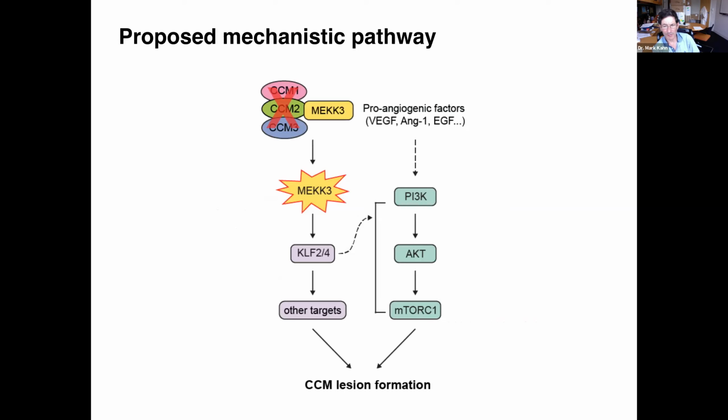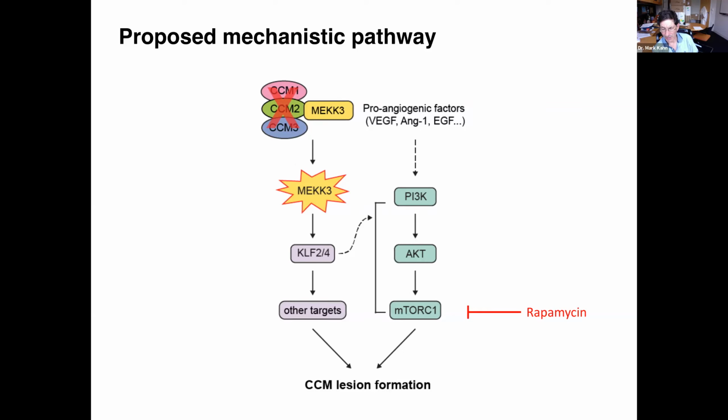And so, to end our part of the story, we think that the genetic and the molecular and biochemical data point to an important synergy between loss of CCM function and gain of PI3 kinase function. And this synergy also tells us more about how loss of CCM function is giving us these lesions. And we believe it's actually, to a large extent, feeding through the PI3 kinase pathway, and that there is a still undefined mechanism or mechanisms by which gain of MEKK3 and KLF2/4 are augmenting PI3 kinase, AKT, and mTORC1 activity.